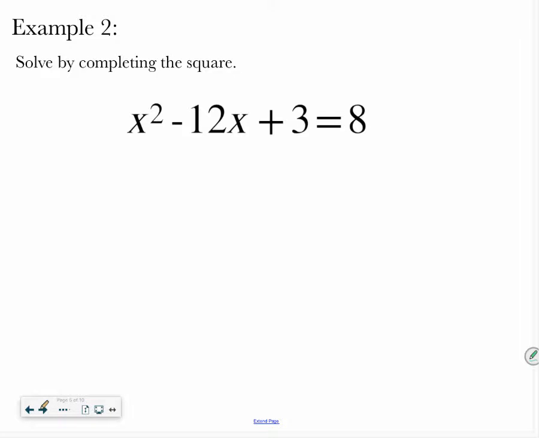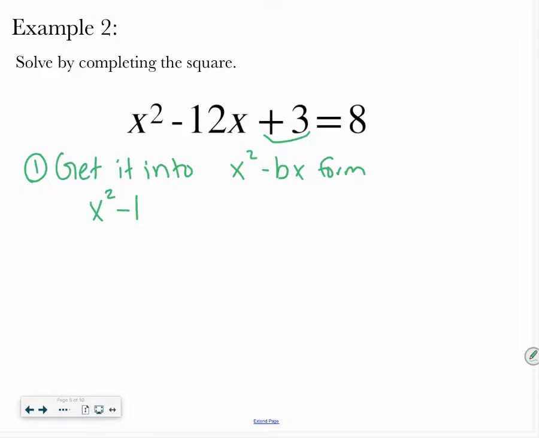Alright, example 2. Solve by completing the square. So in example 1, we didn't have an equal sign, we just had the expression. But now we have an equal sign. So it's pretty much the same thing, but just a little bit different. Your first step is going to be to get it into x squared minus bx form. Right now we have this plus 3 here. I don't want that plus 3 on the same side with my variable. So I'm going to say x squared minus 12x equals, if I subtract 3 from both sides, 5.